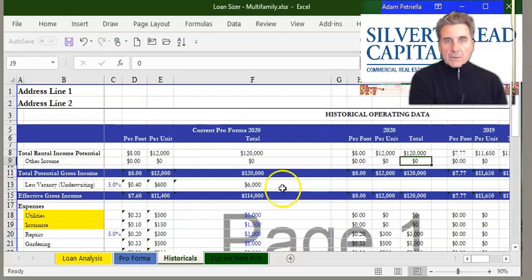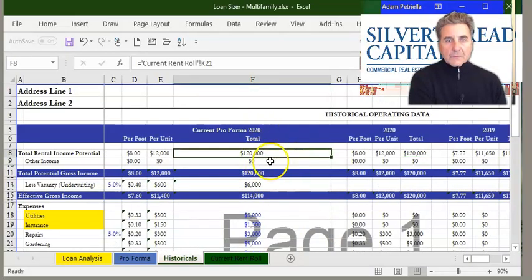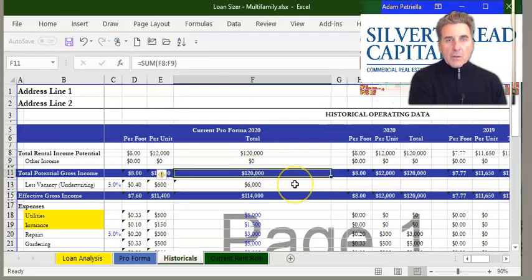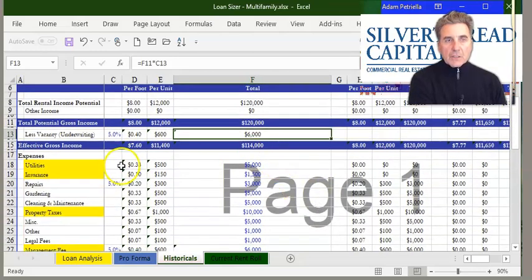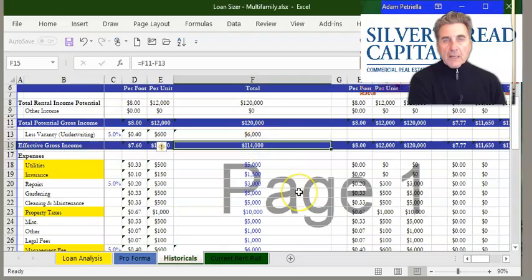Actually, let's use the current pro forma. So here's 120,000. Let's say there's zero other income. It gives us the total rent of 120. There's a 5% vacancy rate. We have the formula baked in here. That's $6,000. Gives us the EGI, the effective gross income, of 114,000.